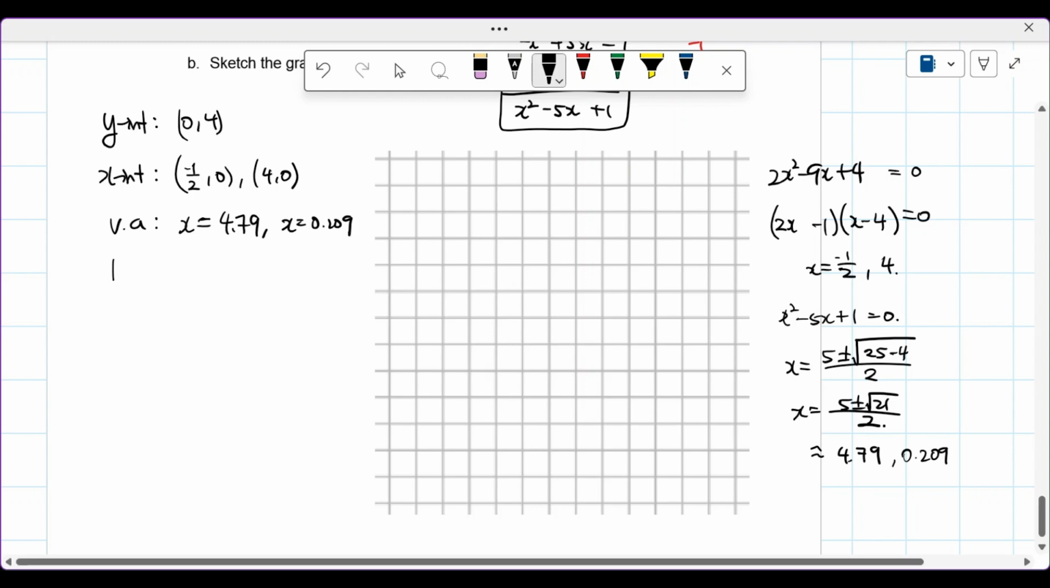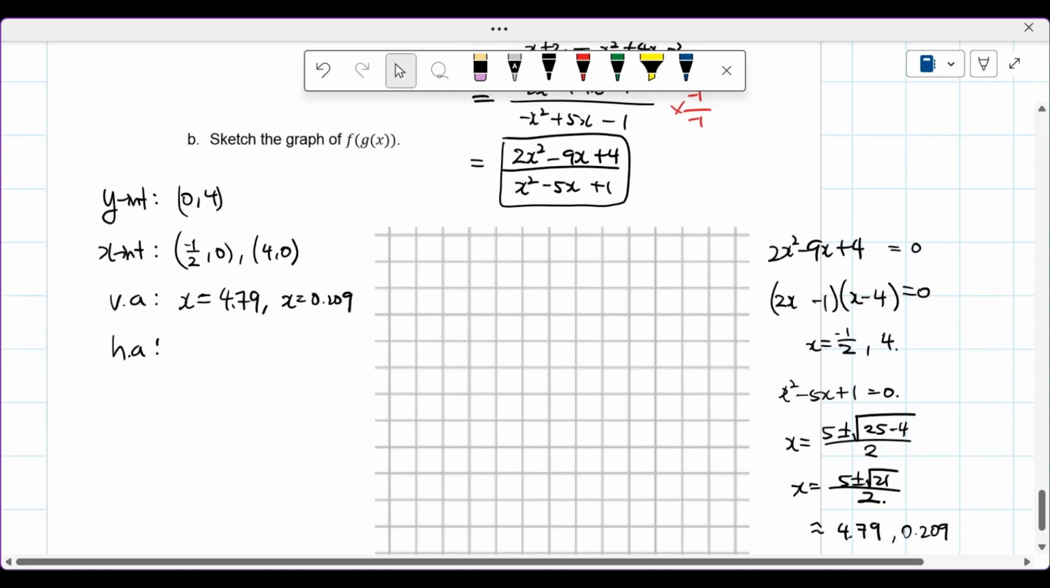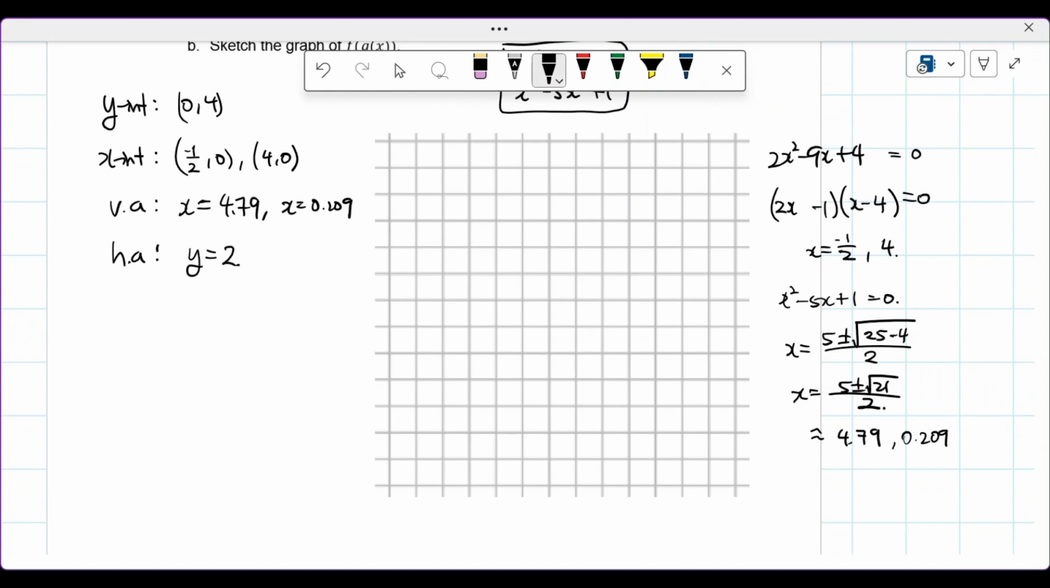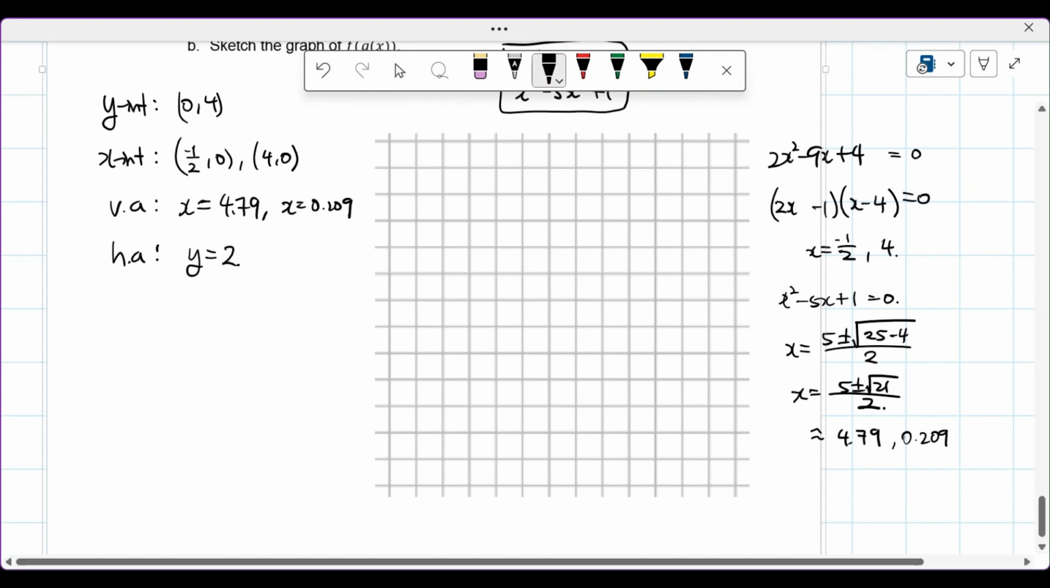Finally, I have the horizontal asymptote. The degrees are same, 2 and 2, so it's going to be y equals 2 over 1, leading coefficients. So y equals 2 is my horizontal asymptote. Now let's graph the rest of the function. So what do I have? I have my x-intercepts at 1 over 2 and 4. Both vertical asymptotes are positive. So I think I can go like this, this.